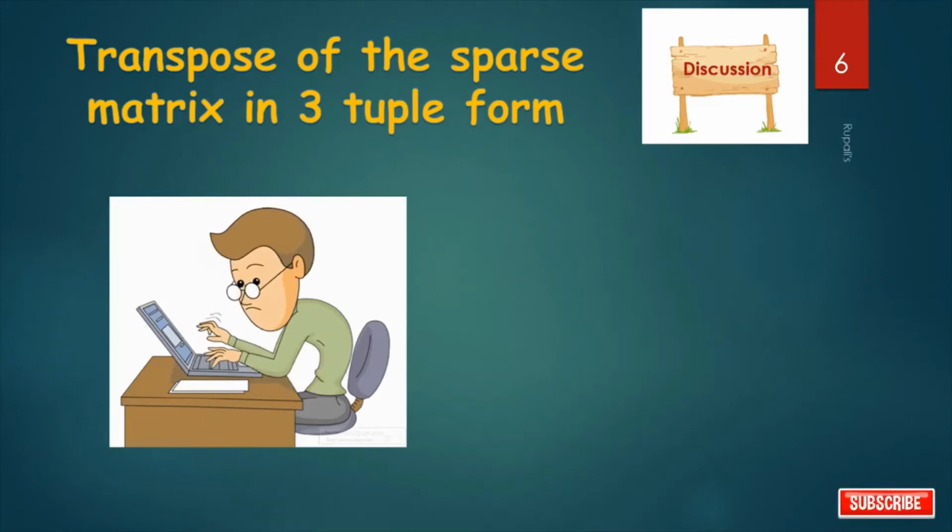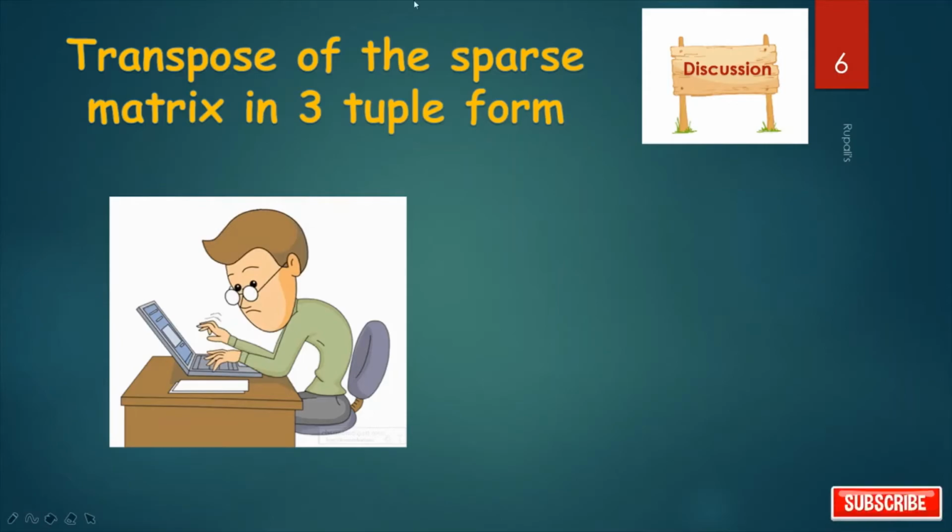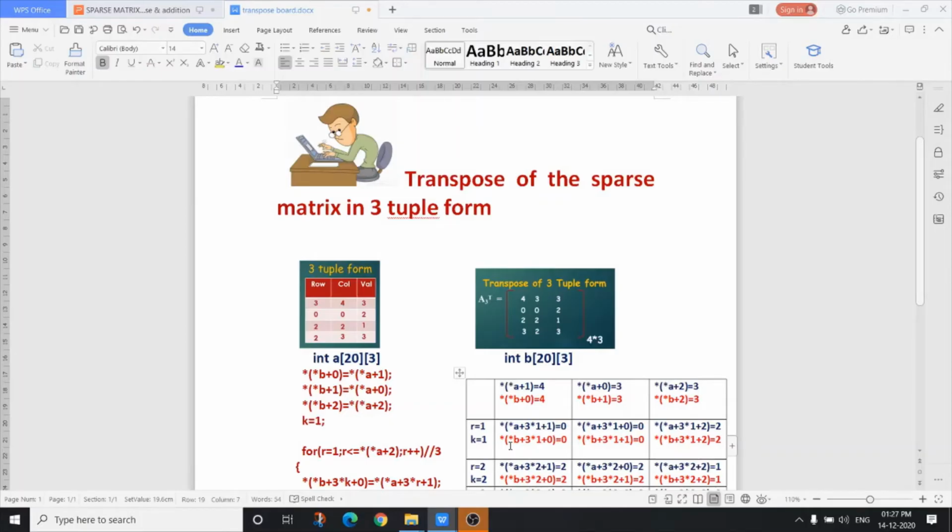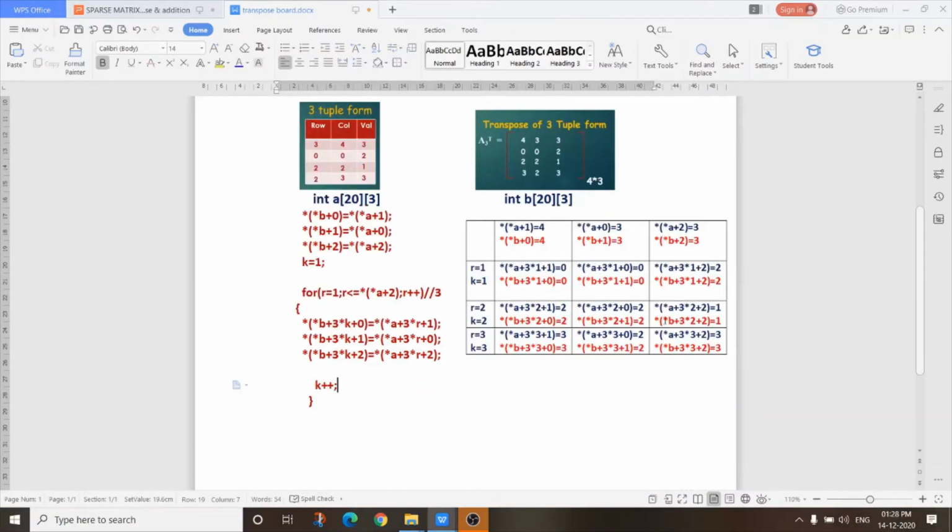How can we write the code? Before writing the code, first see the discussion. For the transpose of the sparse matrix in three-tuple form, I require two two-dimensional integer arrays, one is A array, another is B array. The sizes of the arrays are int A[2][3] and int B[2][3]. Always column values are 3 because both are in three-tuple form. Now, row values should be column values here and column values should be row values here.